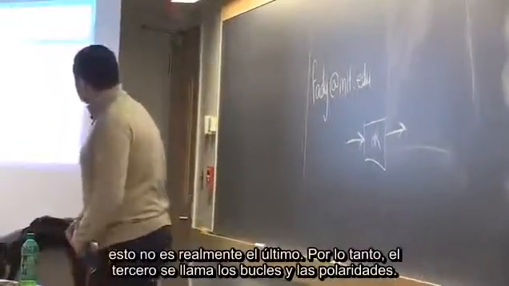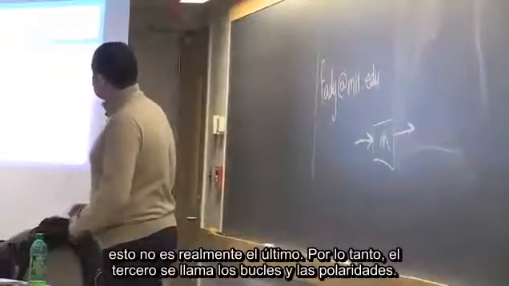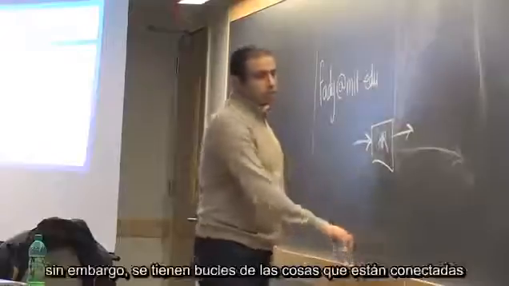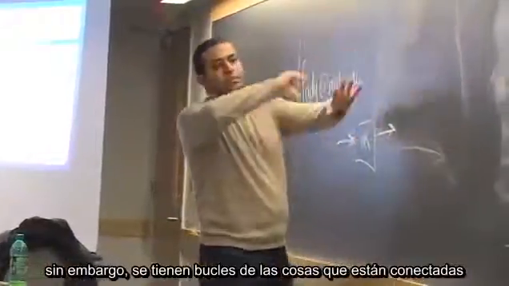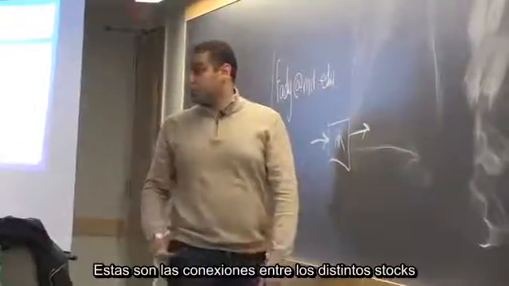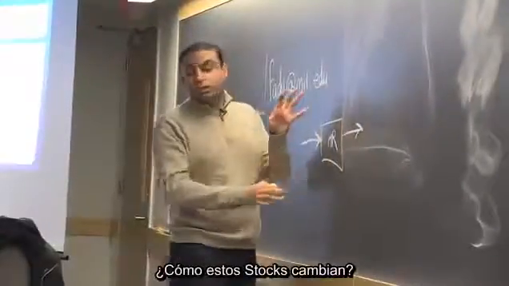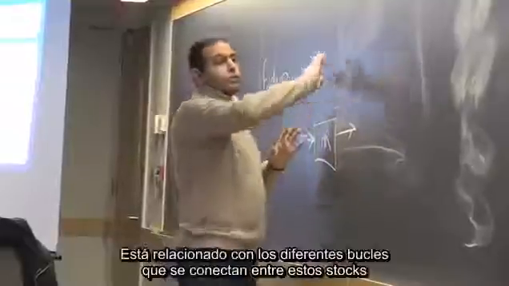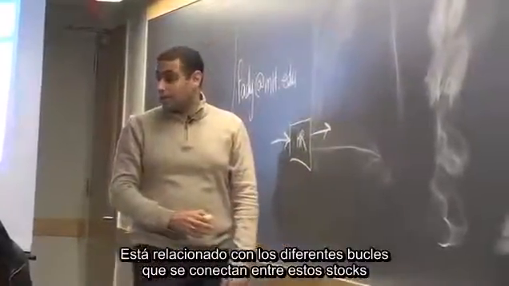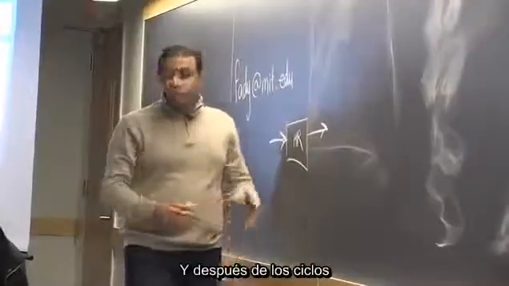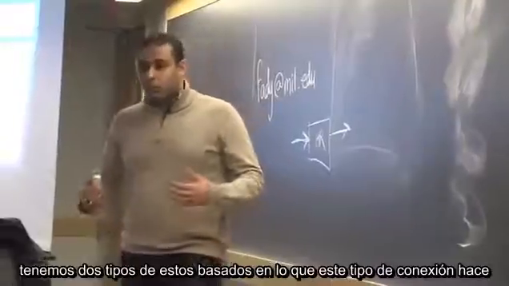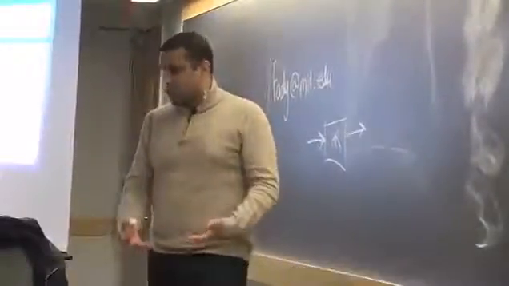This is actually not the last one. The third one is causal loops and polarity. So causal loops, these are the stocks, yet you have loops of things that are connected. So these are kind of the connections between the different stocks. How these stocks change is related to the different loops that are connected between these stocks, right? And then for the loops, we have 2 types of loops based on what this kind of connection does, right?